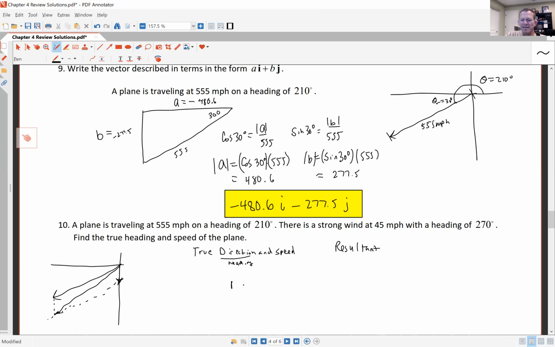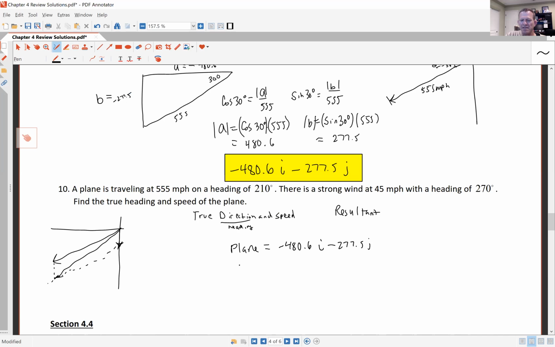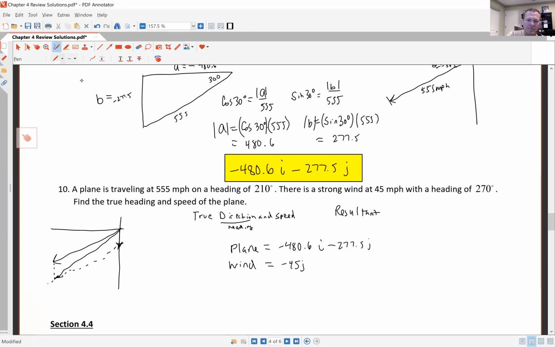The plane is negative 480.6 I minus 277.5 J. The wind is, well, this is in the J direction down, so negative 45 J. So from there, we're going to sum those two up, and that's going to give us the resultant so that we can find the true heading and true speed.